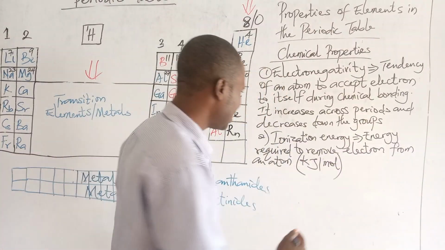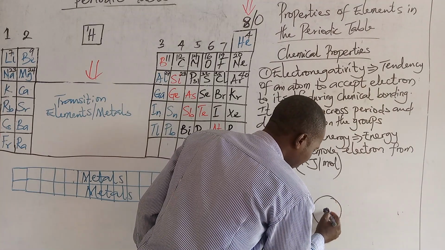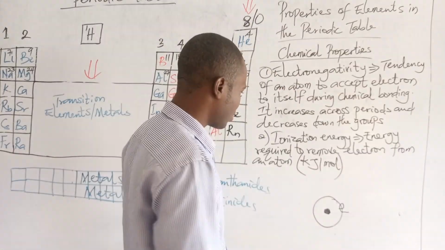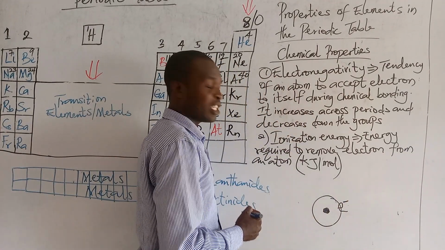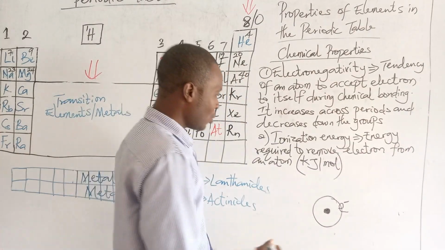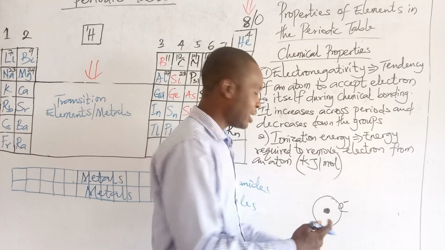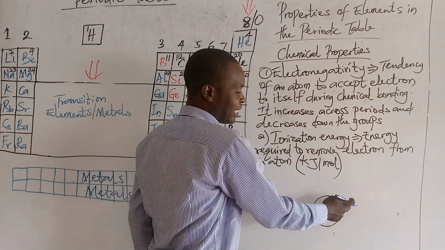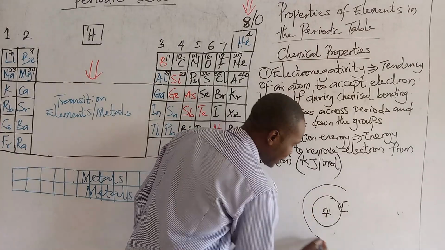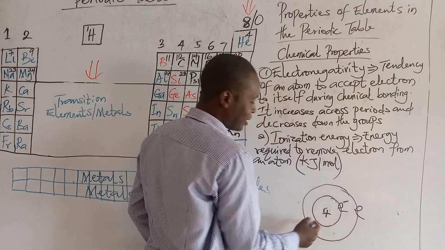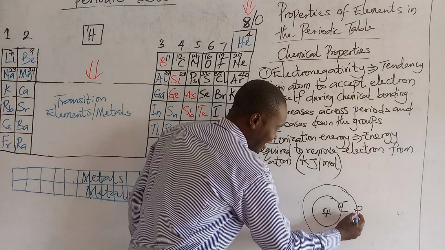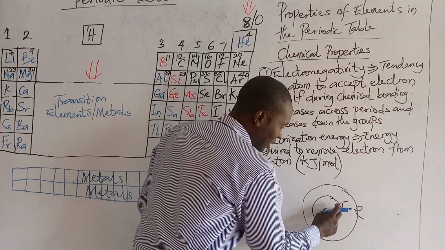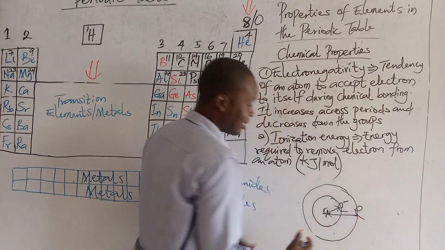So ionization energy. To understand this, let's use the idea of a shell again. Remember we said there is proton in the nucleus, and electron round about the nucleus. The electron is negatively charged, and the proton is positively charged. Remember that like charges repel, only unlike charges attract. So there are positive charges inside the nucleus, and negative here, so there is going to be attraction. And the farther the electron is from the nucleus, the lesser the attraction. The force of attraction between the nucleus and the first electron is stronger than the force of attraction with the second one, which is in the second shell.